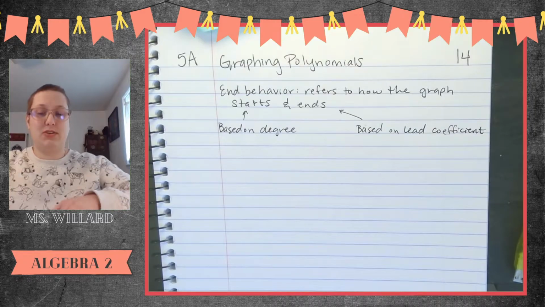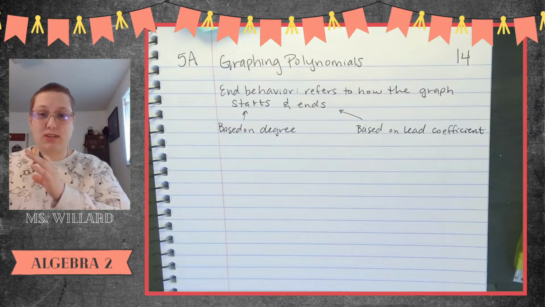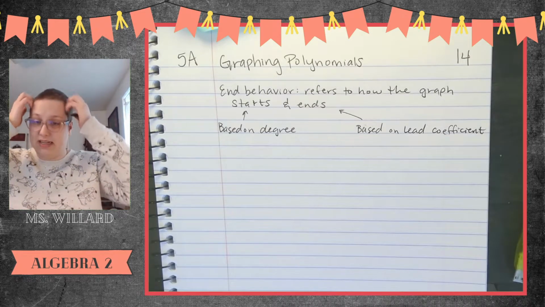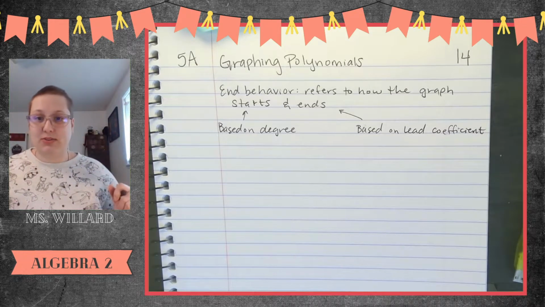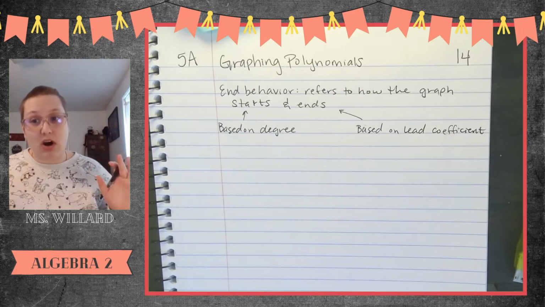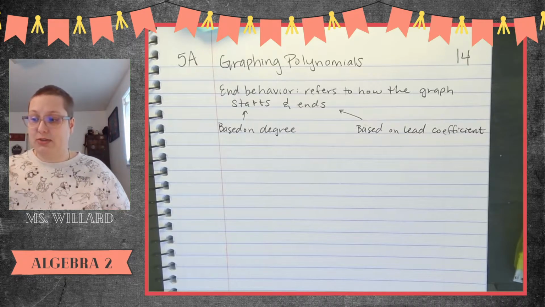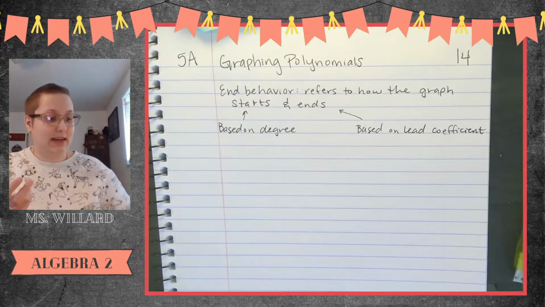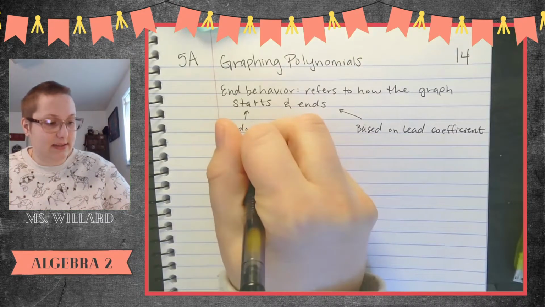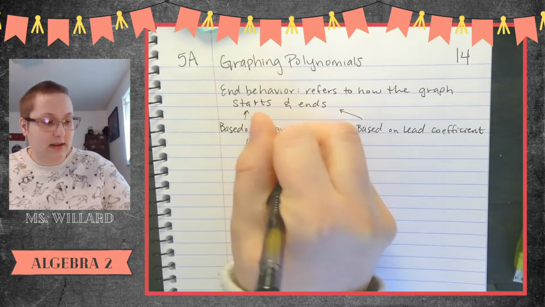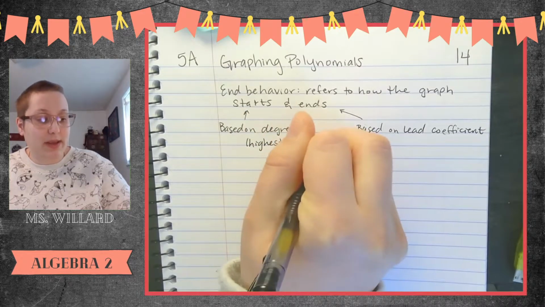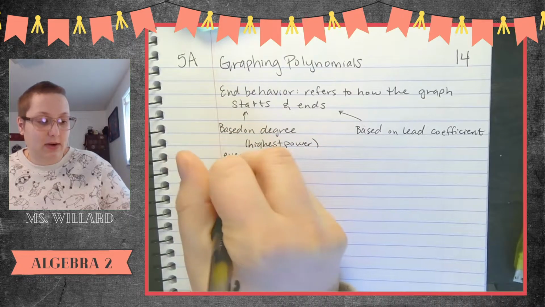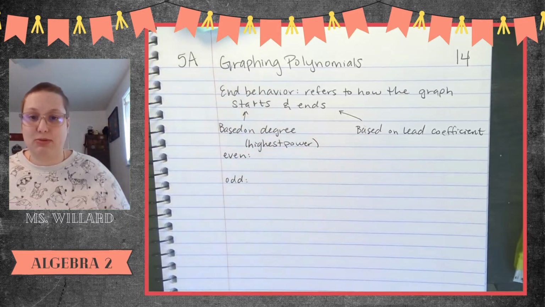All right. So the graph, how it starts is based on the degree, and how it ends is based on the lead coefficient. So let me just really quick walk us through what a degree and a lead coefficient are, and then we can talk about it. So the degree is the highest power. We've talked about this already. So the degree is the highest power. And what we care about for the degree is whether it's an even degree or an odd degree. Those are my 2 options.